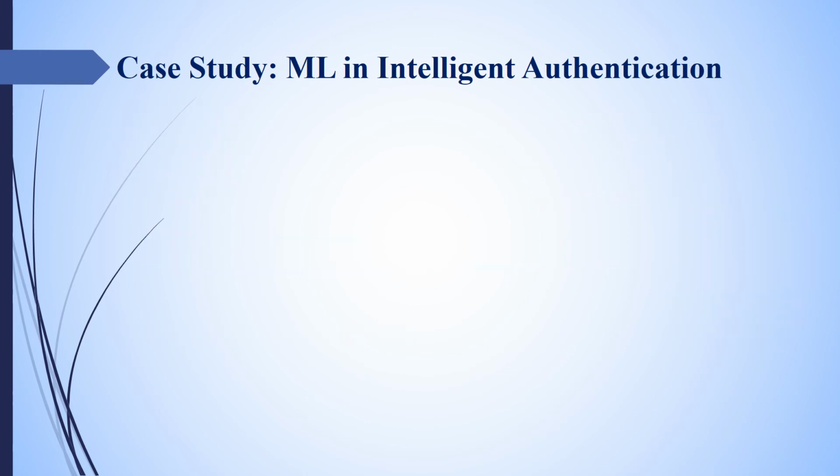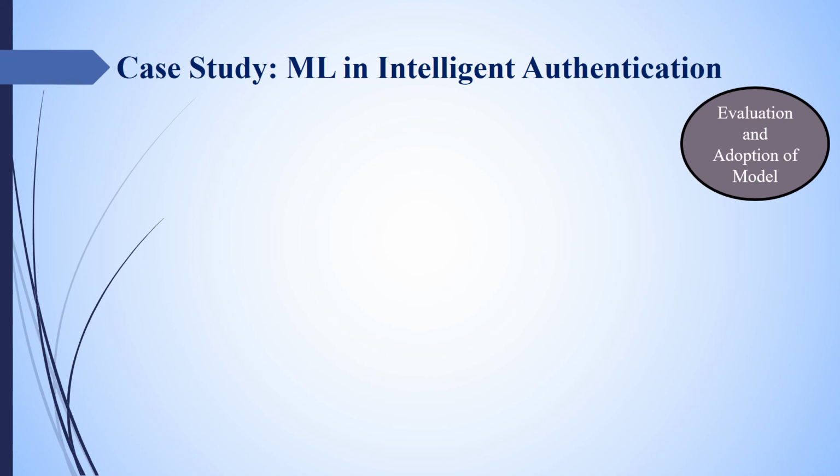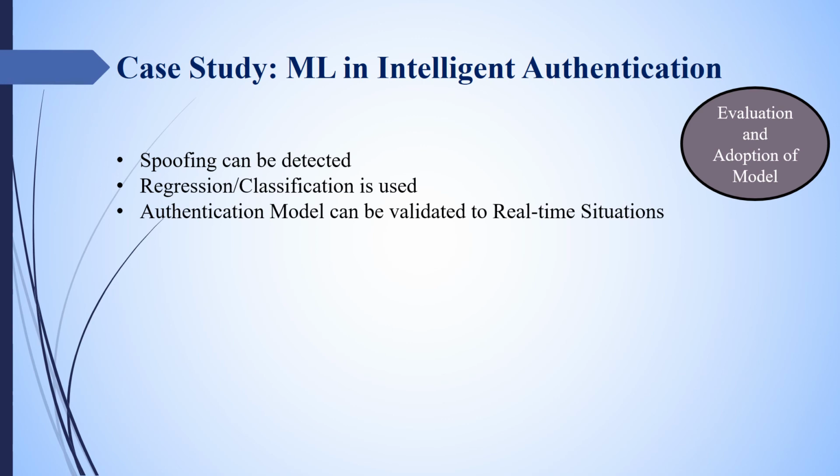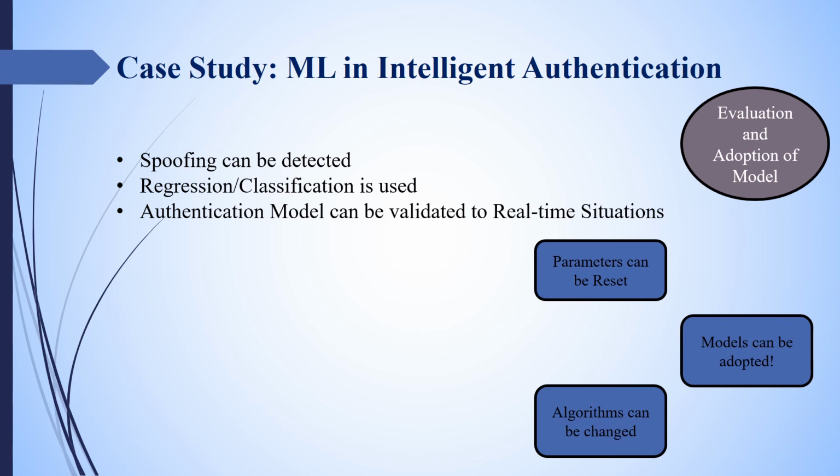Last step, we have evaluation and adoption of the model. By adopting a more recent model, spoofing can be automatically reduced, but it is not totally, completely erasable. We can use regression and classification, and at the end we can also use authentication models to predict real-time situations or to deploy them in real-time situations. The parameters in this context can be reset, the models can be adopted and changed depending upon the requirements, and algorithms can also be changed depending upon the application or requirement.